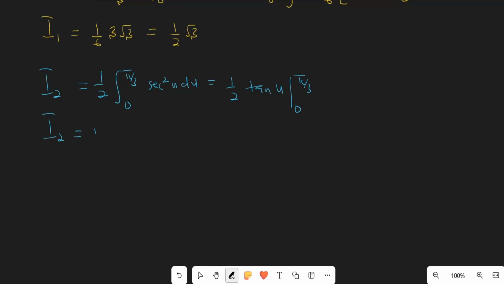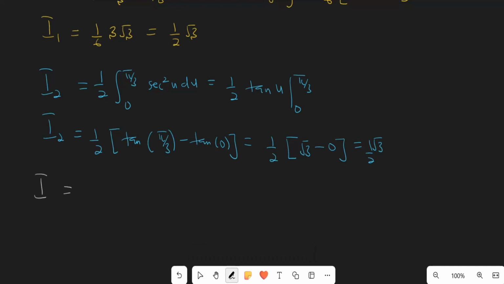So I2 is going to be 1/2. You can just plug in your limits now. Tan of pi over 3 minus tan of 0. Tan of pi over 3 is tan of 60. Tan of 60 is the square root of 3, minus tan of 0 is 0. So this one evaluates to 1/2 square root of 3 as well. Right? This is very easy.